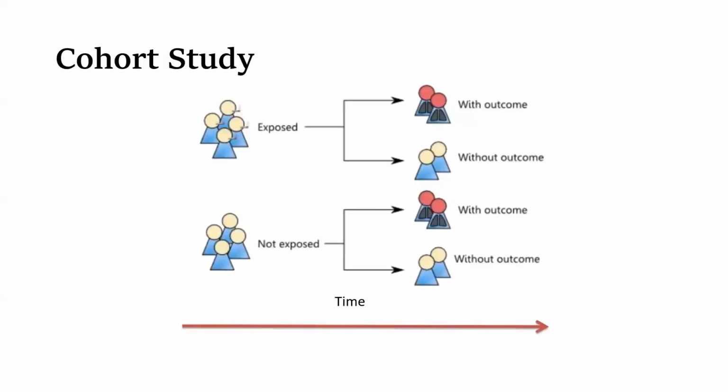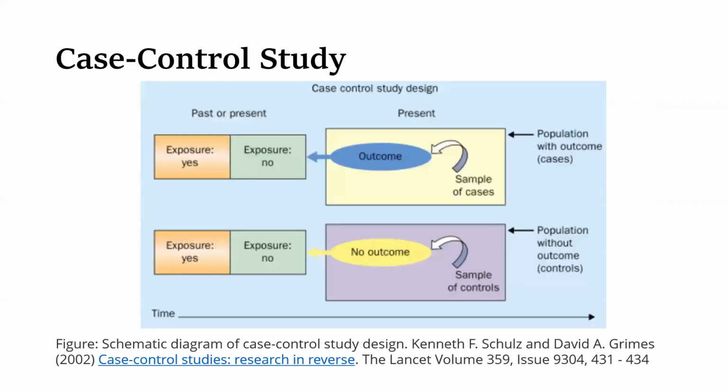This is a review of what a cohort study is. At the beginning of the research, you recruit participants into those who are exposed and not exposed to the risk factor, for example, smoking. Over time, you follow them to see how many will have and won't have the outcome, such as lung cancer. For case-control studies, at the beginning of the research, the participants are recruited based on whether they have the outcome, called cases, and those who don't have the outcome, called controls. Then we look back into their past, whether they had exposure to a certain risk factor or not.